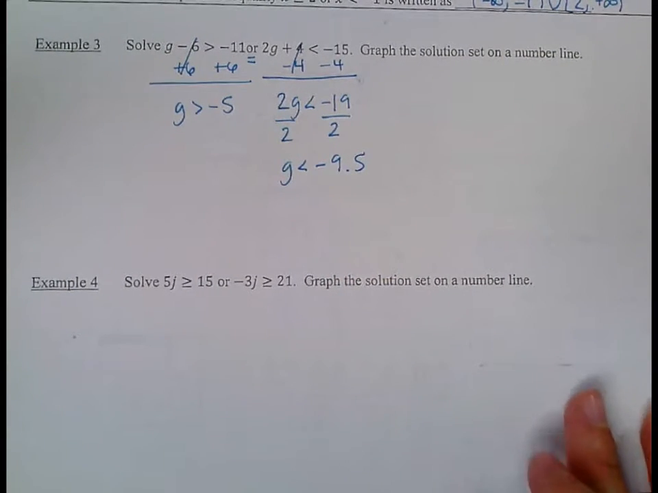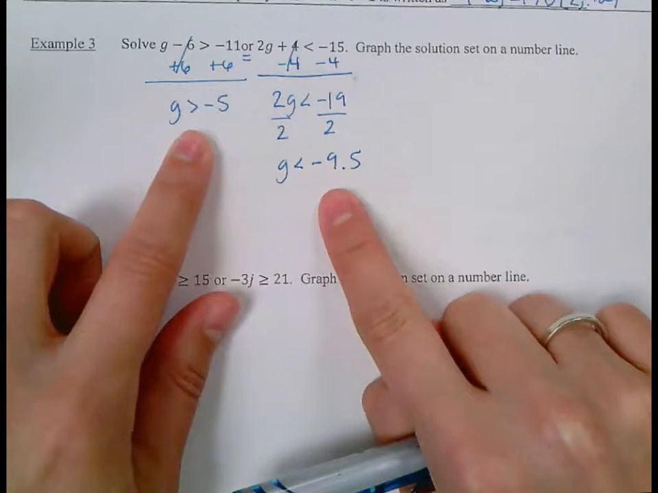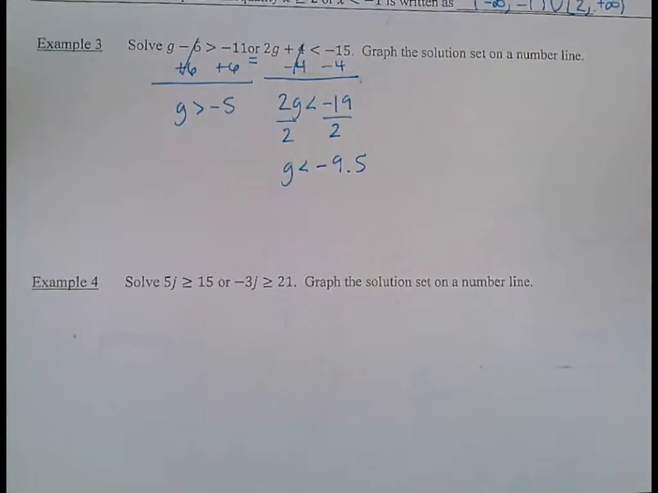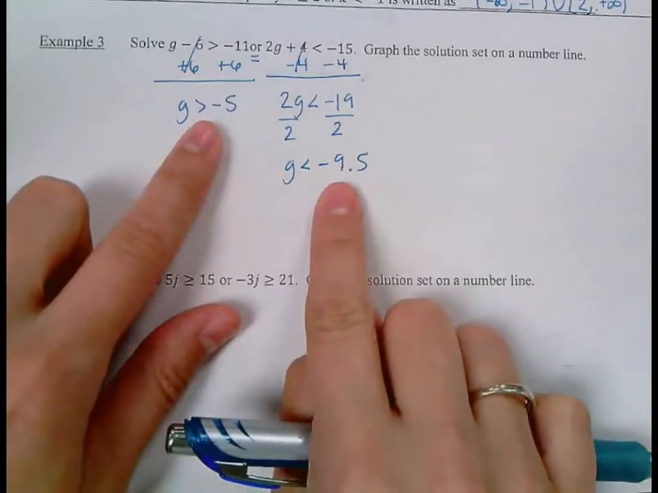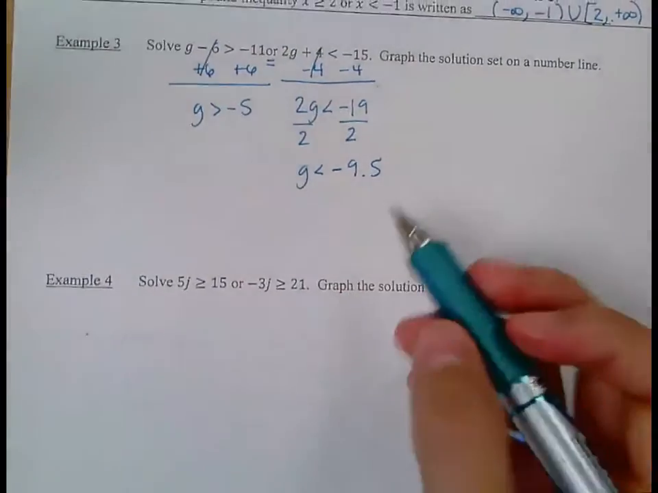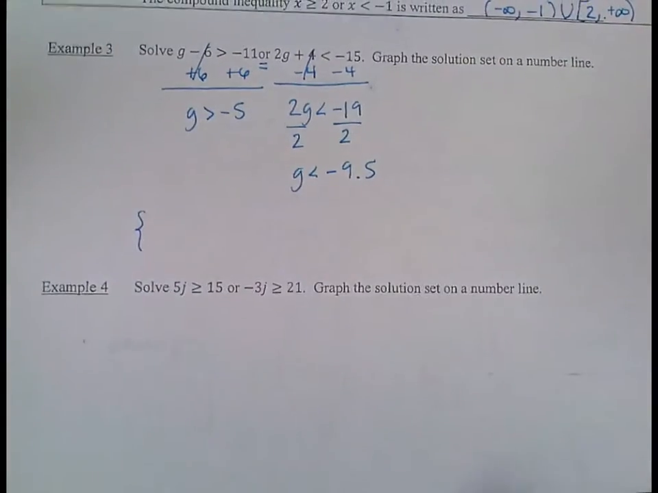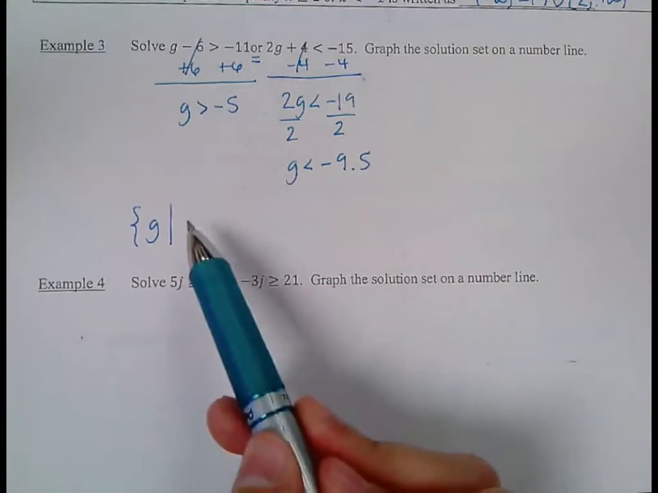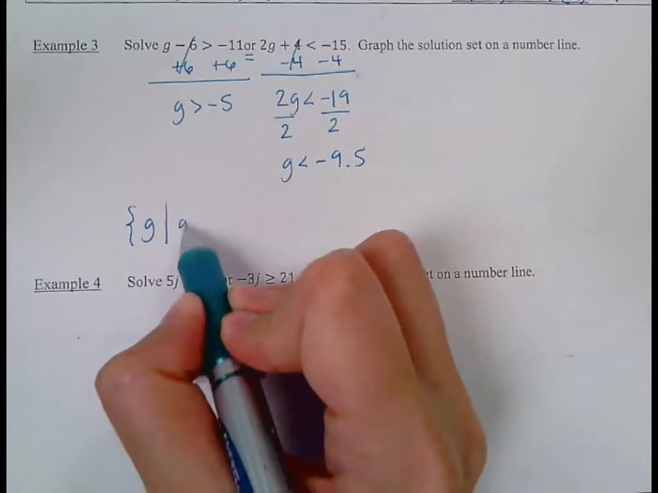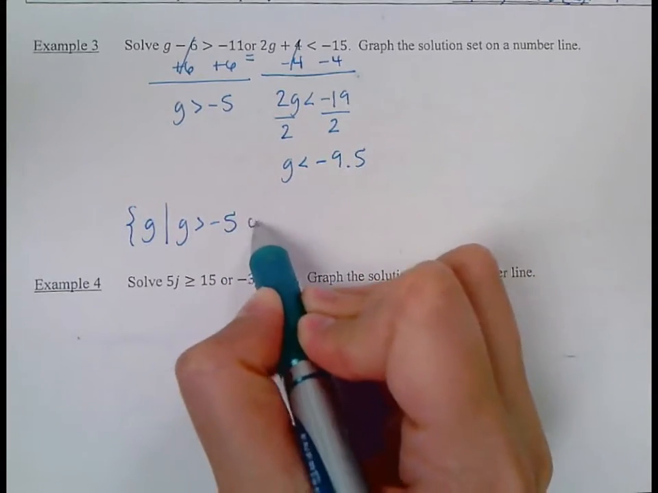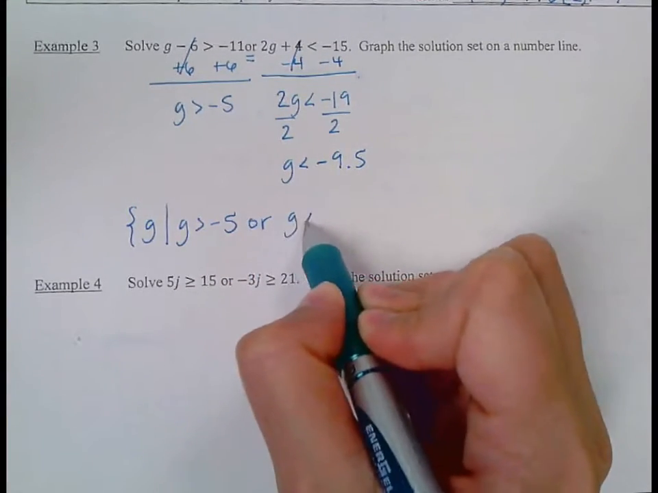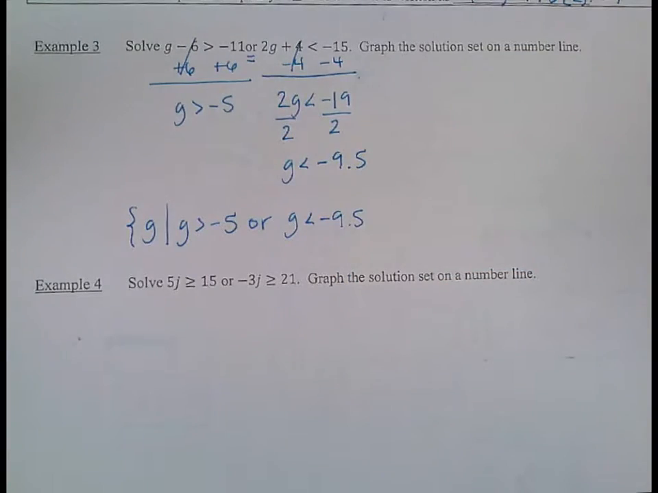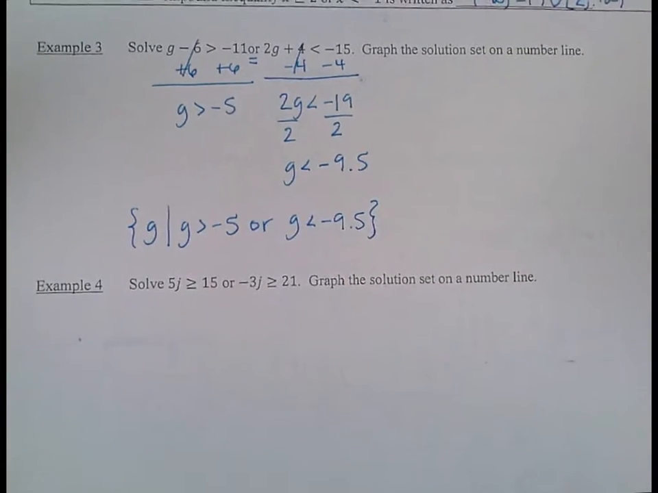So here's what I don't want you to do. It's wrong if you do it: don't just circle both of these and say these are my two answers. You should only have one answer, and this is how you should write it. These two joined together by the word or. In set builder notation, I would make a brace, g, a line for such that, and then I write both inequalities joined by or. So g is greater than negative 5, or g is less than negative 9.5. And then close the braces.